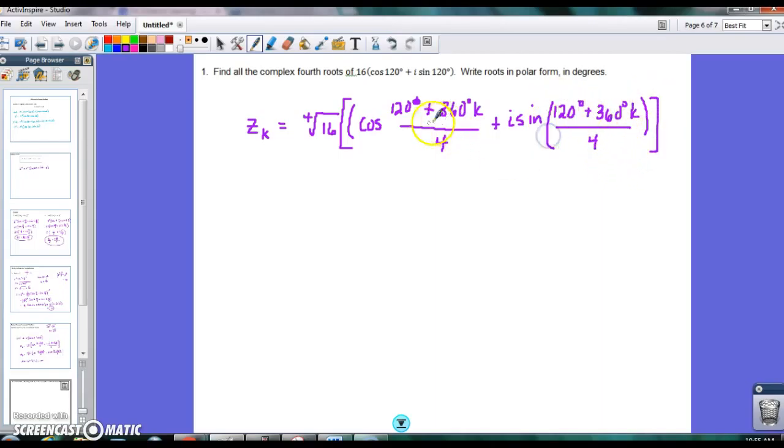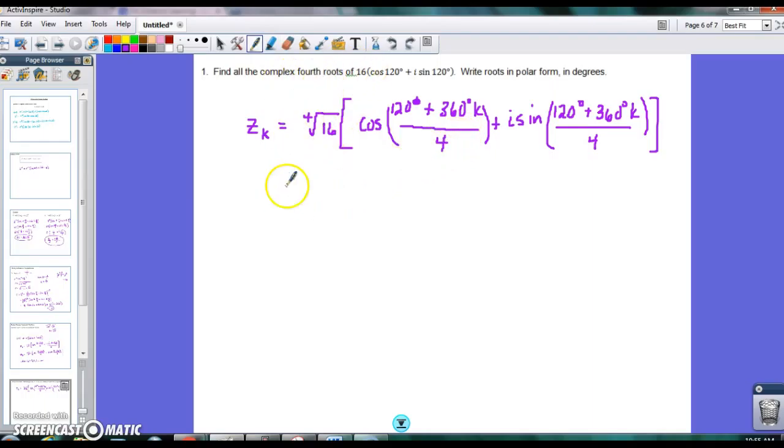I meant to put parentheses in there. I think I'm missing some parentheses. Oh, I didn't need that one parenthesis in there. Too many parentheses. Get rid of that one there. Okay, so that is my setup.